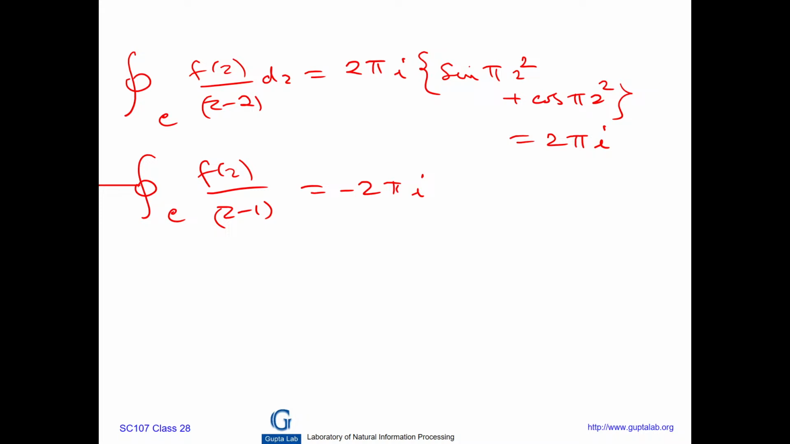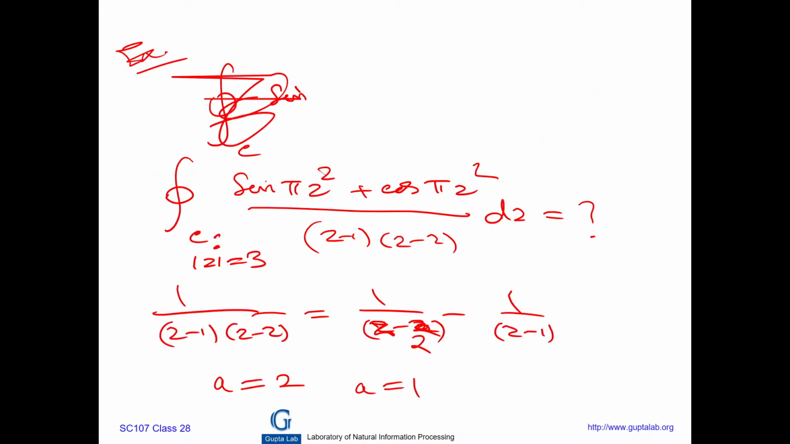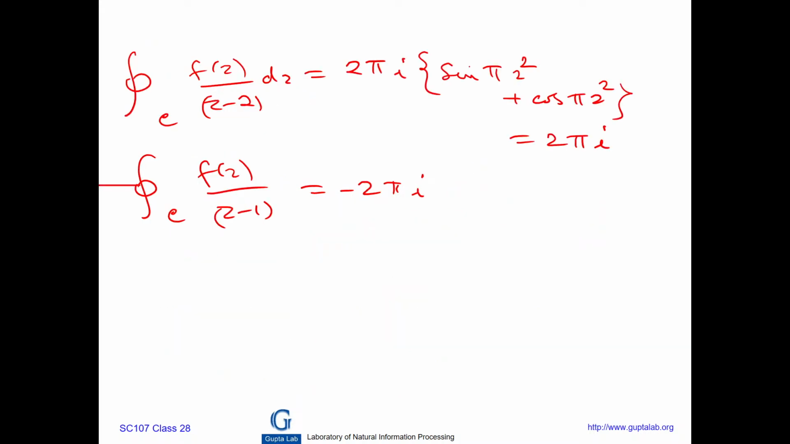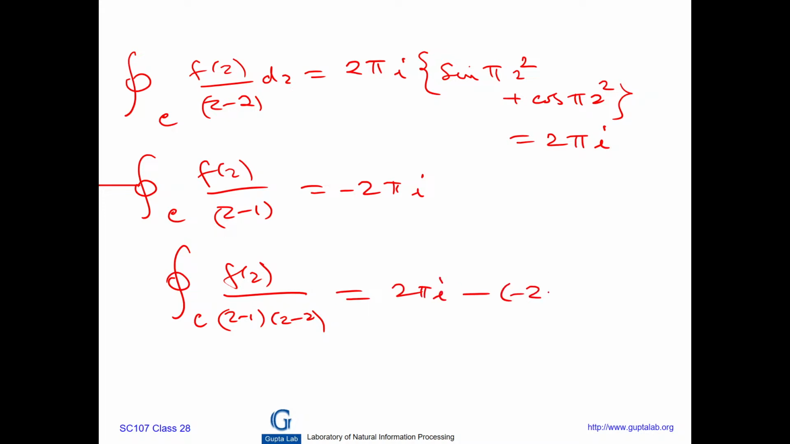Now we put both into the formula, I mean in this expression, right. We had to compute this, so we used this expression here, separated it, and you can compute the value. It's a fairly straightforward thing. So basically integration along C of f(z)/((z−1)(z−2)) dz will be 2πi − (−2πi), which is 4πi, right?